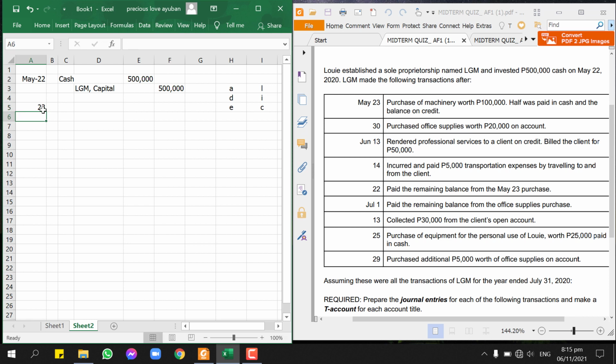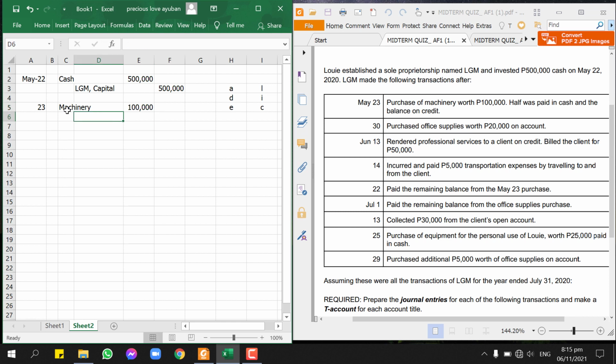So May 23, we have purchase of machinery worth 100,000. Half was paid in cash and the balance on credit. So dito sa transaction, bumili tayo ng machinery, pero half nito is binayaran natin and ang half is inutang natin. So, again, ano yung pumasok sa business natin? So, yung pumasok is machinery. So, we debit machinery in the amount of 100,000.